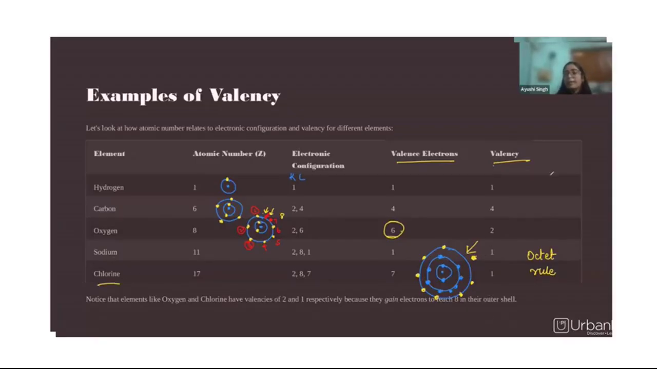Now, the M shell can have more than 8, up to 18 electrons. The maximum capacity would be that. But again, something is there which we'll discuss in detail later. How is the octet rule different from this? Basically, it is about energy level. So yeah, I hope you understood that.